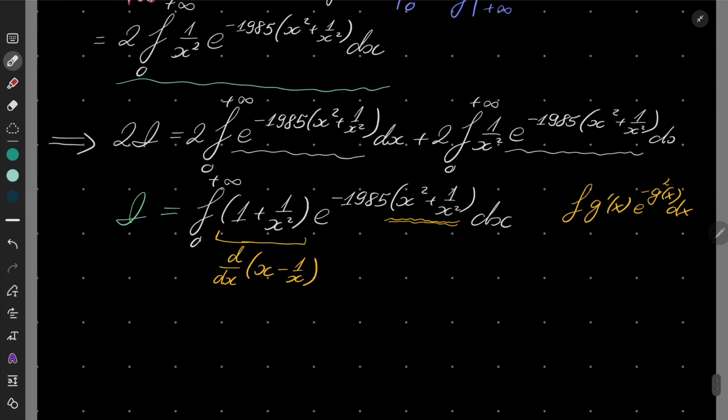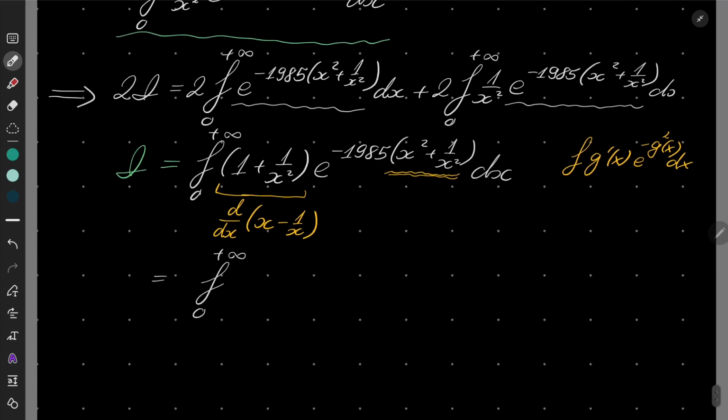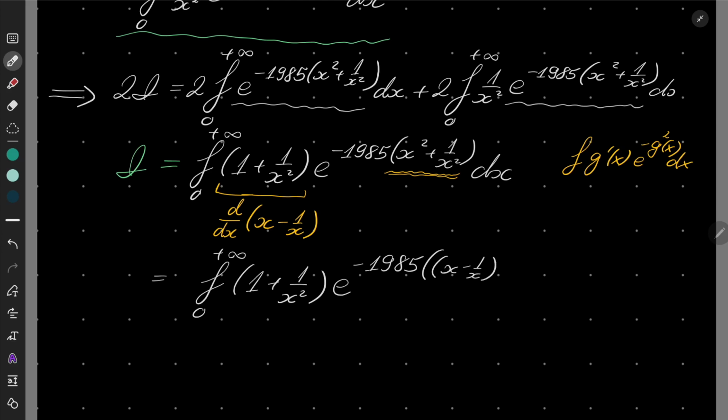So we can do that in the following way. So we have our integral from 0 to plus infinity of 1 plus 1 over x squared e to the power minus 1985. And now this parenthesis can be written as x minus 1 over x squared plus 2, dx. Because x squared plus 1 over x squared, minus 2 plus 2 is exactly the same as above.